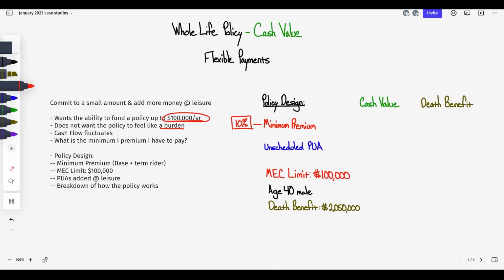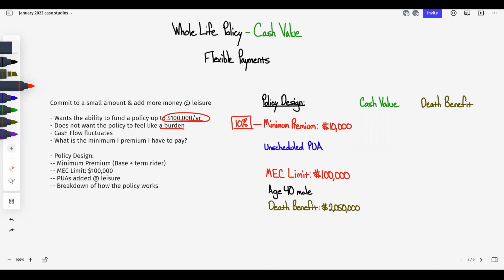So if I have a 10% minimum premium and I want the ability to pay up to $100,000 per year, what would your minimum commitment be? Well, it'd be 10% of the $100,000. So what a lot of people we work with do is a design just like this, where they want the ability to go up to $100,000 per year, but only commit to $10,000.